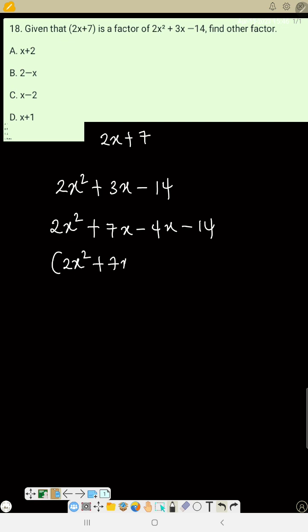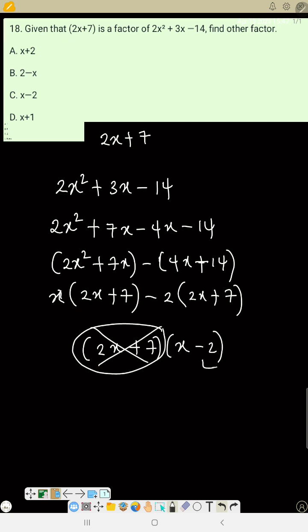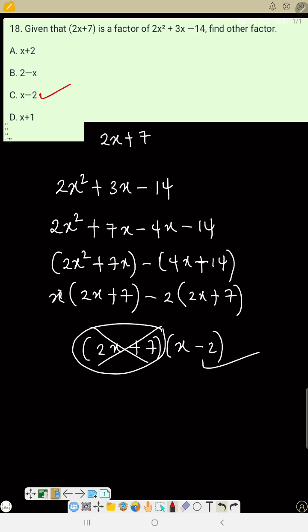So bracket 2x squared plus 7x, minus 4x minus 14. So what's common here? x. So it remains 2x plus 7, minus 2, 2x plus 7. Now I factor out. So now you will notice 2x plus 7 is common. So that will be 2x plus 7 then x minus 2. So this is one factor given. So the other factor is x minus 2. So it's better you just factorize. So the answer is C.